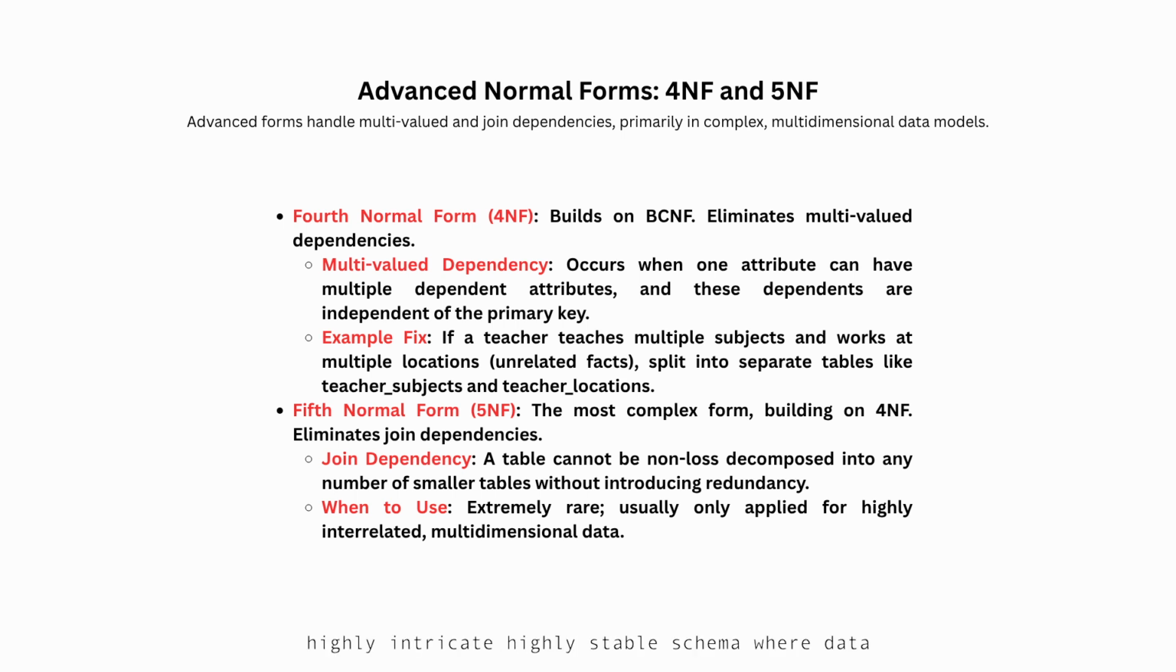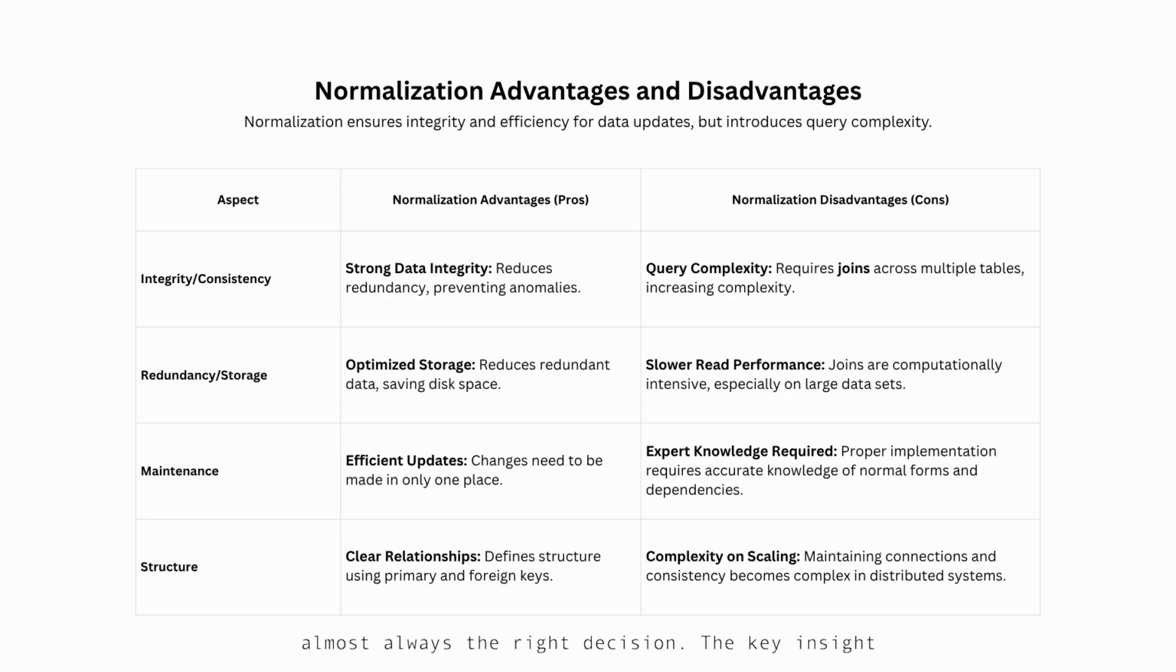Unless you are designing a highly integrated, highly stable schema where data decomposition is critical, stopping at BCNF is almost always the right decision. The key insight here is that normalization prioritizes data integrity and write performance. For transactional systems, those dealing with many updates, deletes, and inserts, OLTP, normalization is a clear winner.